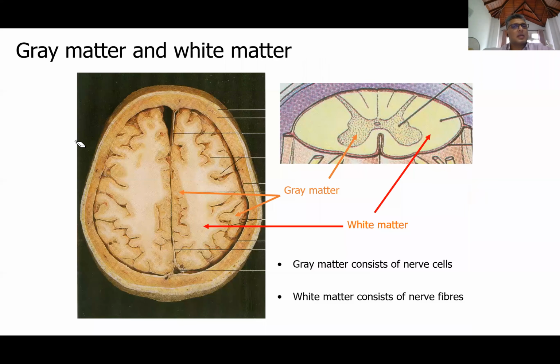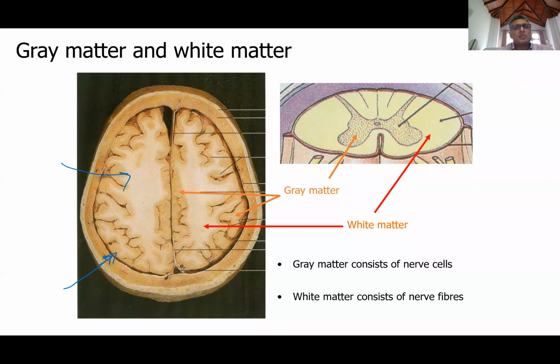Then about gray matter and white matter. Gray matter is actually gray. It's dark, that's why you call it gray matter. White matter appears white or pale in color. Now gray matter, the dark appearance is because you get cells there. And the white matter, the white appearance is because you get nerve fibers there.